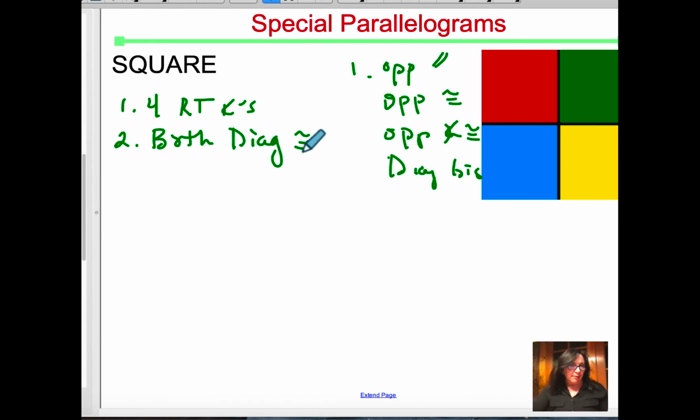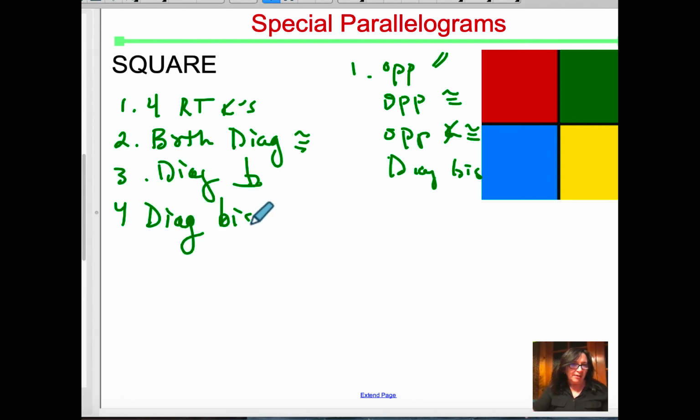It has both diagonals are congruent. Number 3, rhombus characteristics, the diagonals are perpendicular. 4, the diagonals bisect the angles, right? This was diagonals bisect each other, meaning cut in half, right?